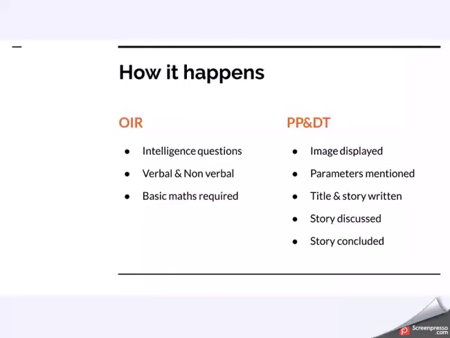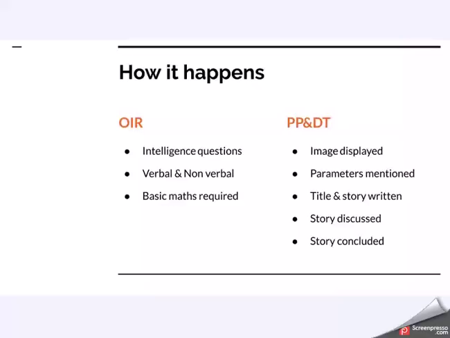After the conduction of the OIR test, we have the PP&DT test. The PP&DT test is of two parts. The first part is picture perception and the second is the discussion test. In the picture perception, a picture is shown on the screen for a duration of 30 seconds. After that, 1 minute is given to fill certain details into the PP sheet, and after that another 4 minutes are given to write the story based on the same.